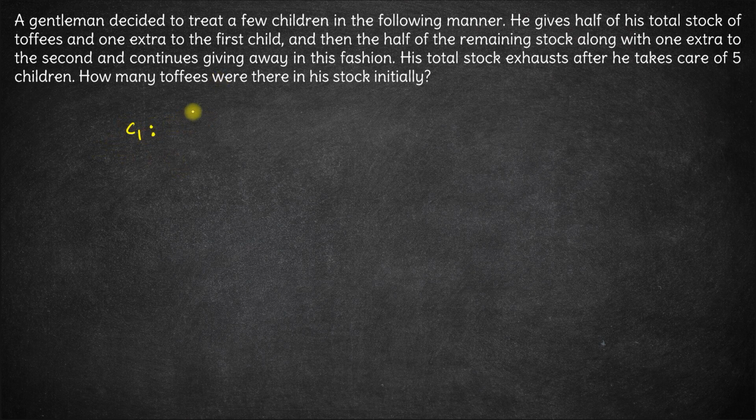What's happening is, let's say before the first child, the amount of chocolates he had initially is A. Before the first child. Now to the first child he gave how many? Half of the chocolates plus 1. So what is the number of chocolates remaining with him? Since he gave 1 more than half, he will have 1 less than the other half. Right? So A minus this thing. So he'll have 1 less than half chocolates remaining with him.